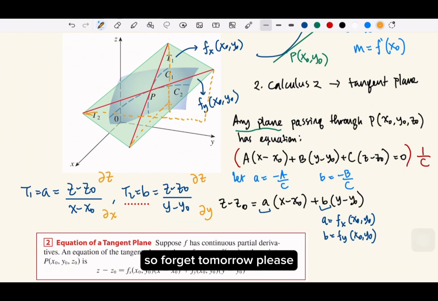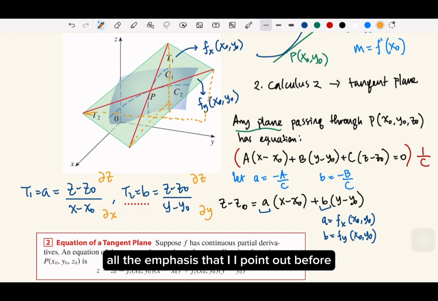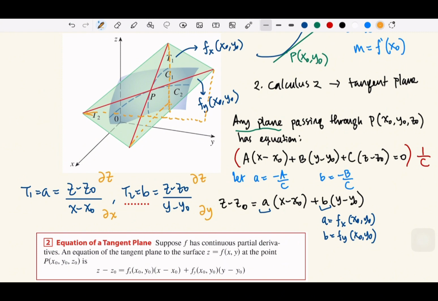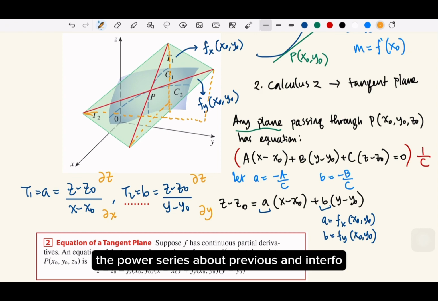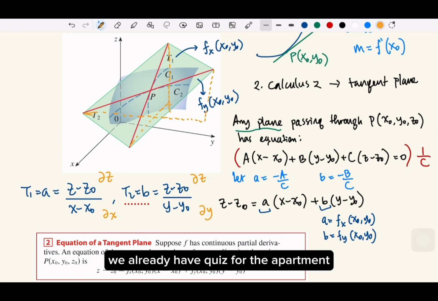So don't forget, tomorrow, quiz. All the emphasis that I pointed out before, don't forget that. At least about Maclaurin, the power series about radius and interval, and finding the convergence or divergence, testing the series. That's also for the quiz. Not that part, no. We already had the quiz for that part.